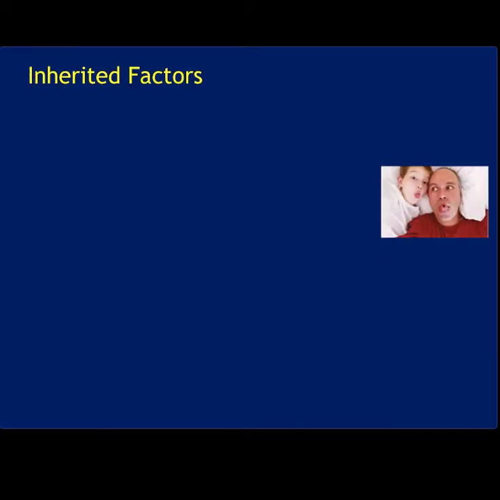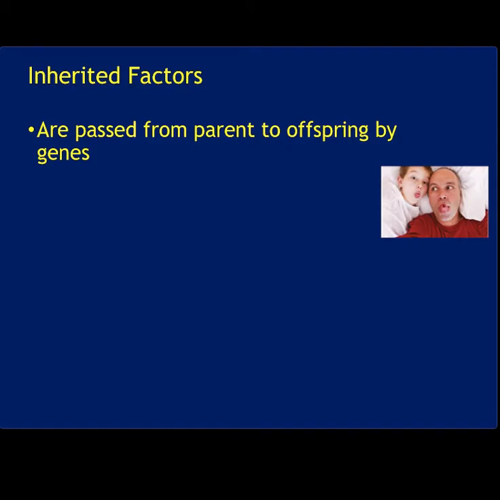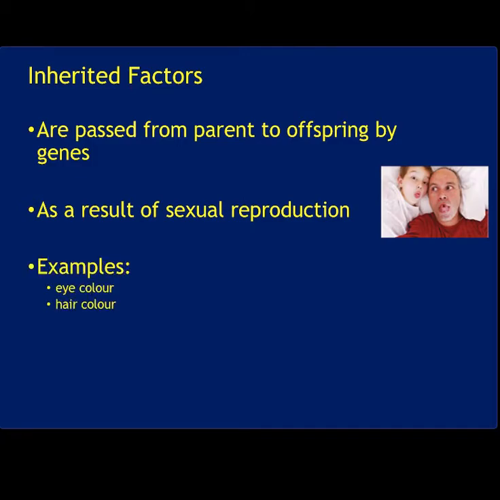So in terms of inherited factors, and I'm really discussing these in terms of us humans, but they do apply to plants as well. They are passed on from parent to offspring by genes, and in the case of us, it's a result of sexual reproduction. Okay, and the examples are things like eye color, hair color, skin color, types of earlobes.